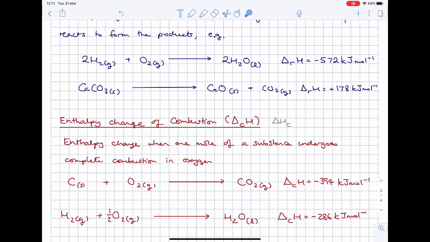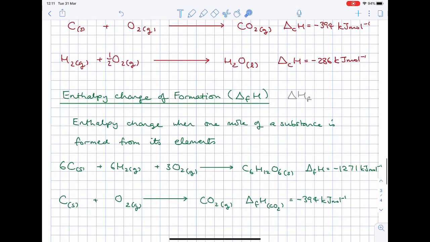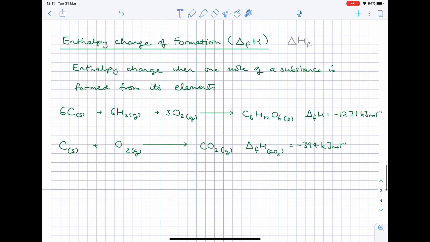So the next enthalpy change that we need to know for today is enthalpy change of formation. So the definition of enthalpy change of formation is the enthalpy change when 1 mole of a substance is formed from its elements. So the enthalpy change of formation has this symbol here.